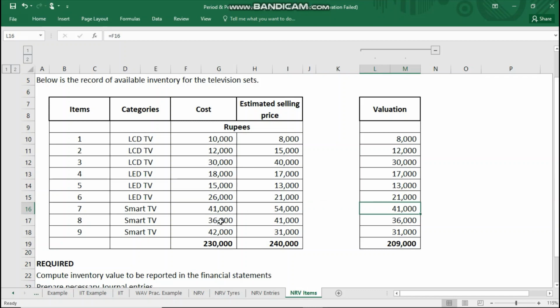at cost. Okay, so at the eighth item we have 36,000 cost and 41,000 is the estimated selling price, so we will take cost, which is lower. And the last item we have is a smart TV, the cost of which is 42,000 and the estimated selling price is 31,000. So we will take 31,000, which is lower than the cost. So these are the values at which we'll report this inventory.